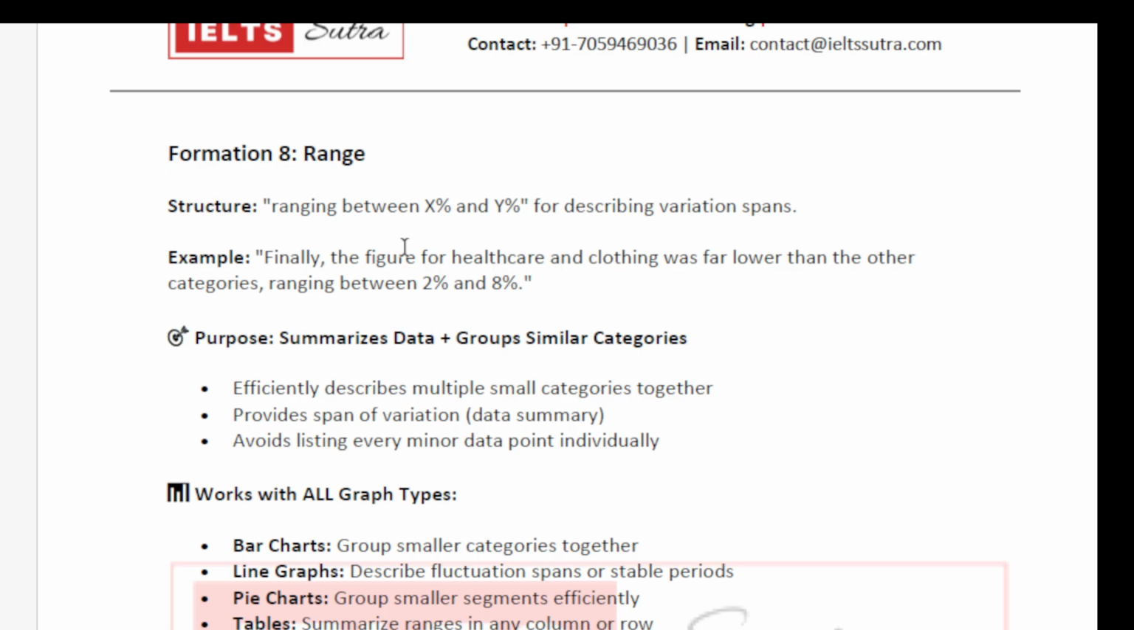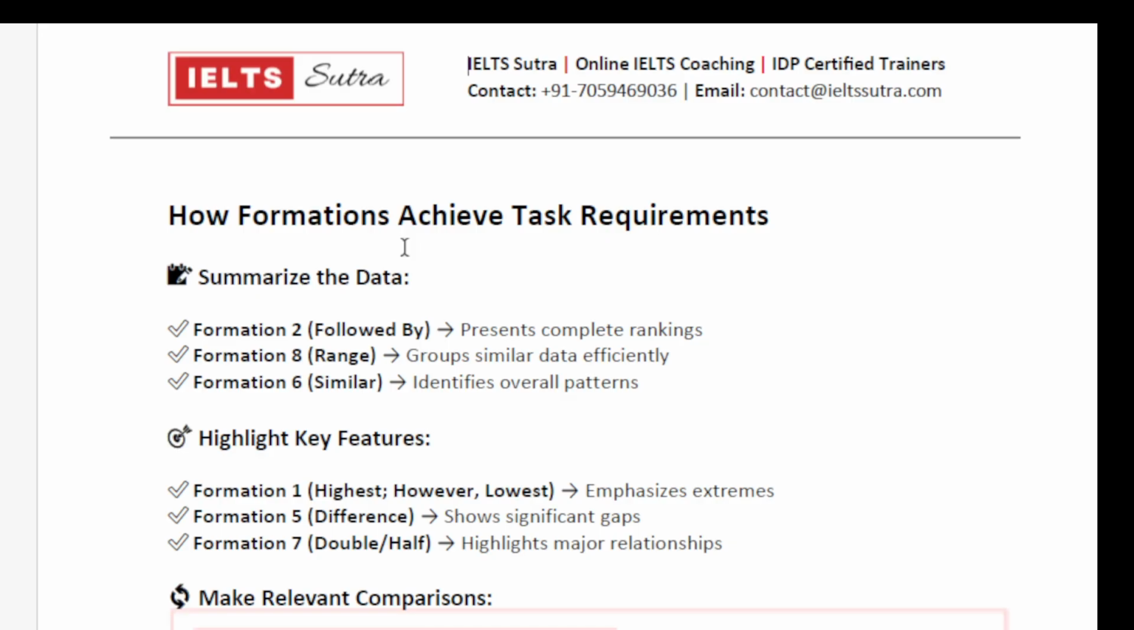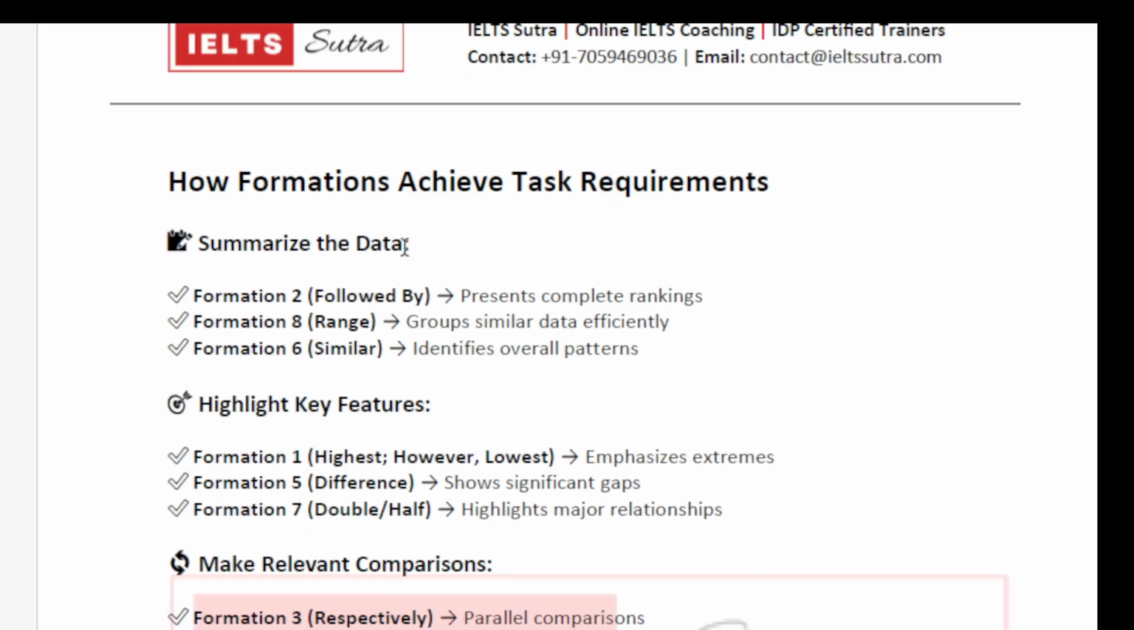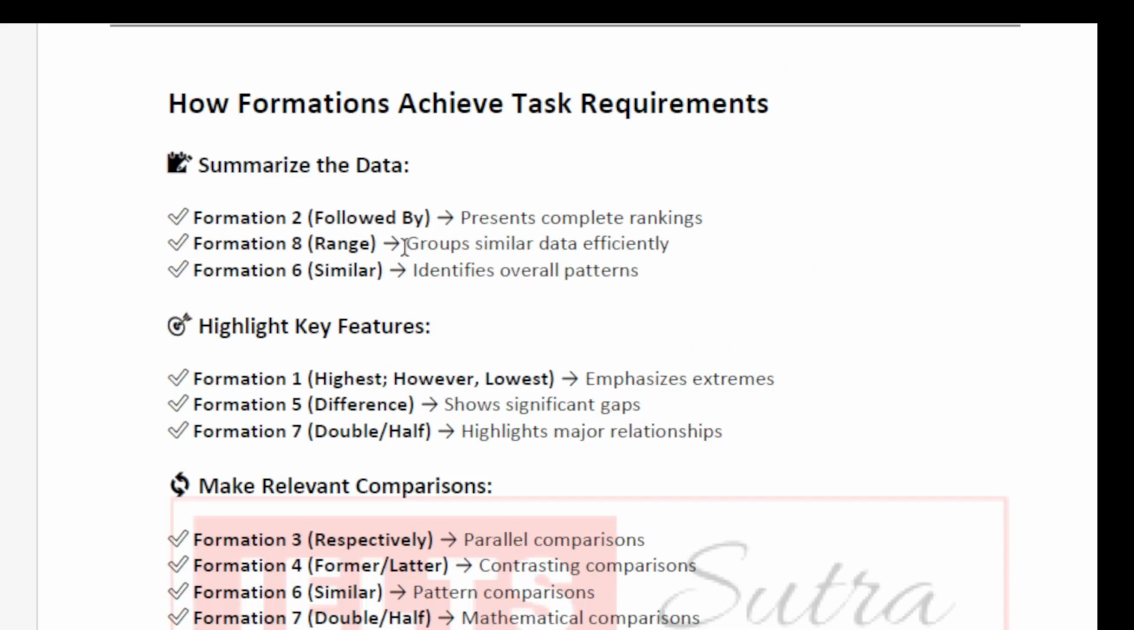All right, so let's discuss the role of each formation. As I told you before, each of these formations basically has a role to play. You have three main requirements that you have to fulfill.